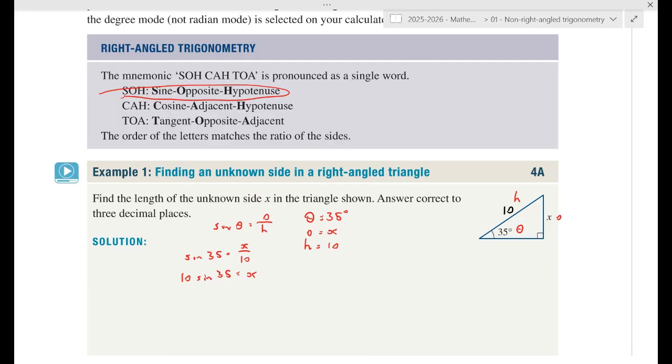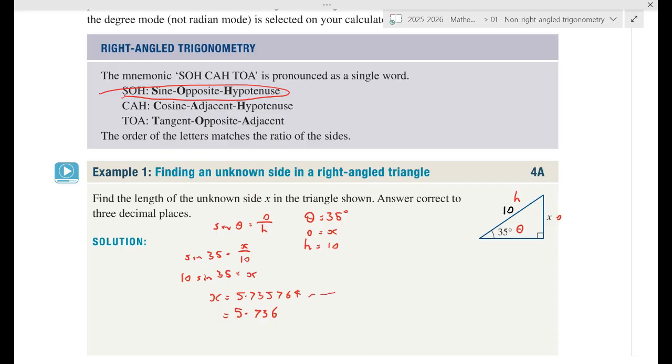And you will get 5.735. So x equals 5.735, and it says 3 decimal places, so I should have probably gone 764 and do that. And into 3 decimal places, we're going to be at 5.736. It hasn't given us a unit, so we're just going to leave it as 5.736.